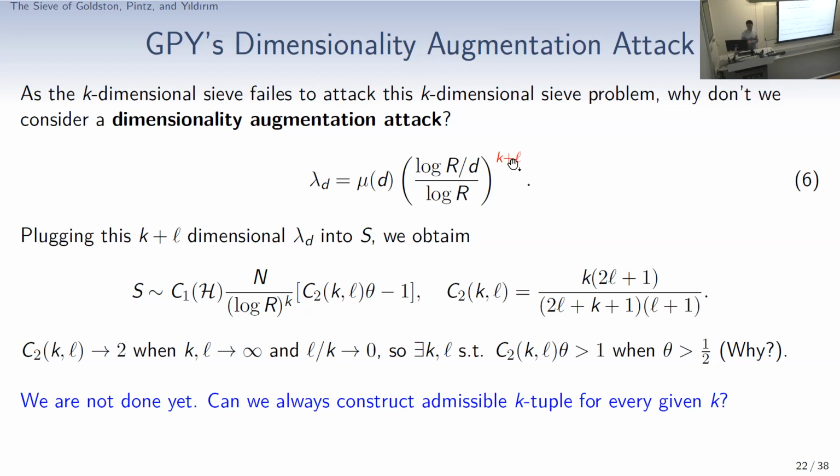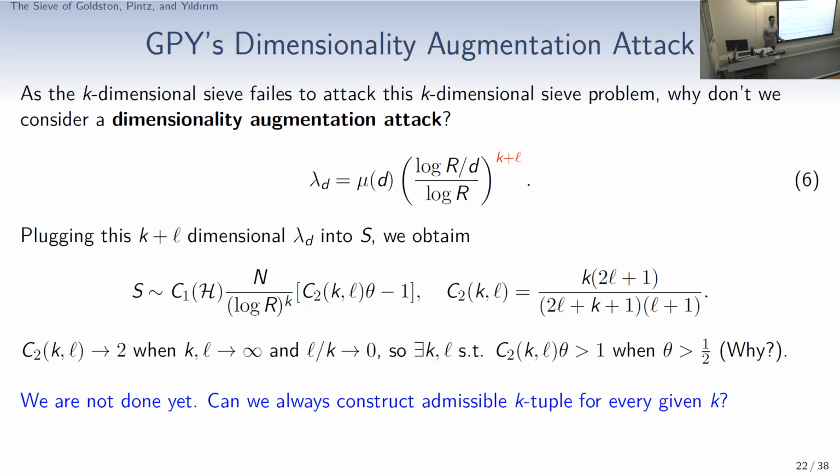Applying this modification, they obtain a new asymptotic expression for S. And this part is the coefficient. If we make k and L go to infinity, in the sense that L grows slower than k, then the function on the right-hand side will go to 2. We first make k go to infinity, so these two terms become 1. And then we make L go to infinity, so we have 2.